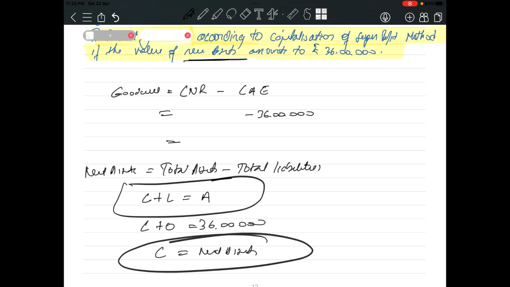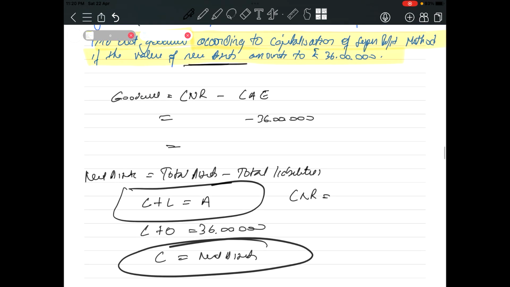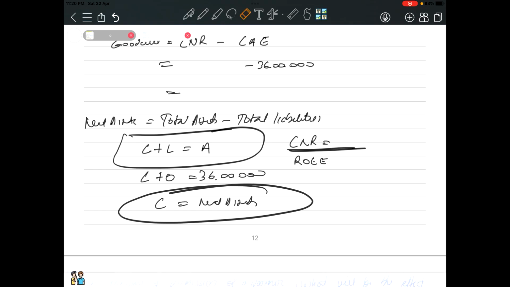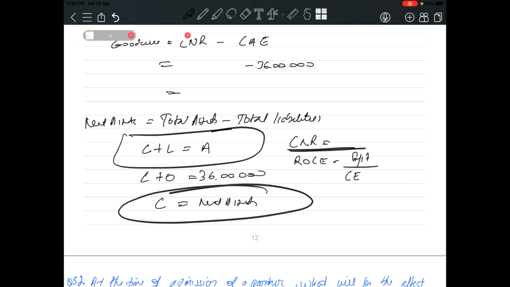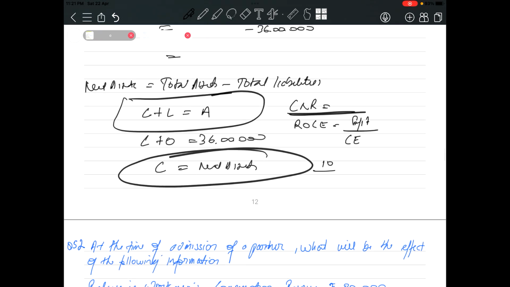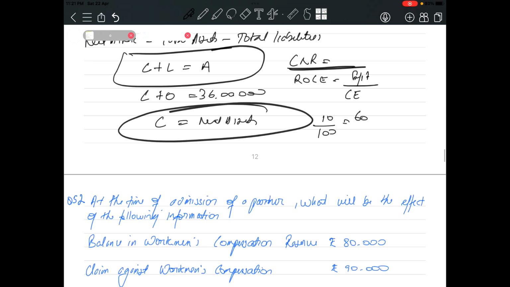Now what is capital normally required? We can find out capital normally required by applying the formula of return on capital employed. What is the formula of return on capital employed? Profits by capital employed. The rate is given. What is the rate? Rate is 10%, 10 by 100. Profit is given. Average profit is 6 lakhs, 6 lakhs by capital employed.